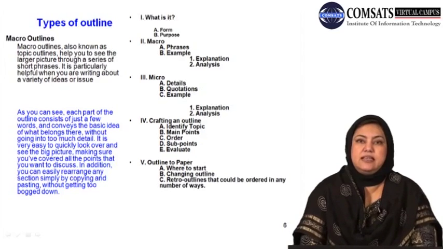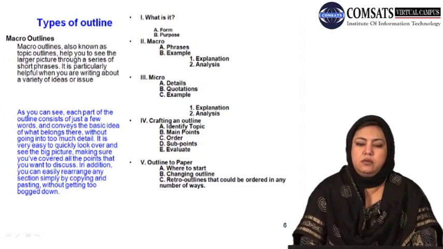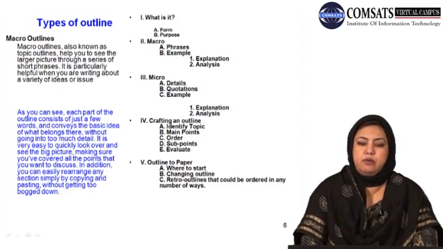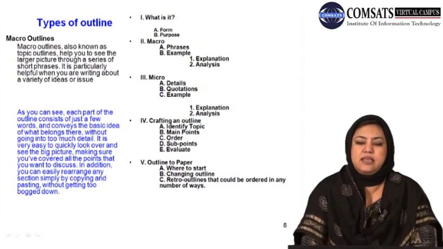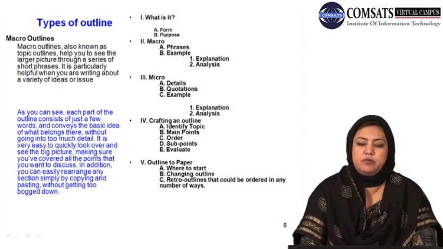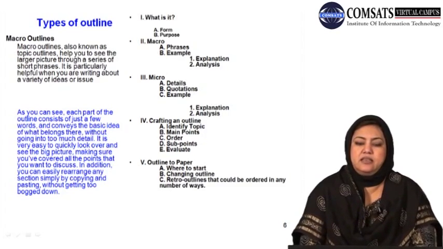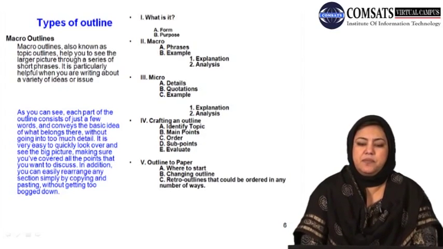So under each of these headings, then some subheadings are created. For example, under number 1, what is it, which means what is an outline, A, form of outline, and then B, purpose of outline is mentioned, and you can see that only single words, form and purpose, are used for each of these subcategories. In the same way, moving towards the second major point, that is macro type of outlines, again you can see only one word, macro, is used to identify that, and then 2 subcategories, that is A, phrases, and B, examples is written.